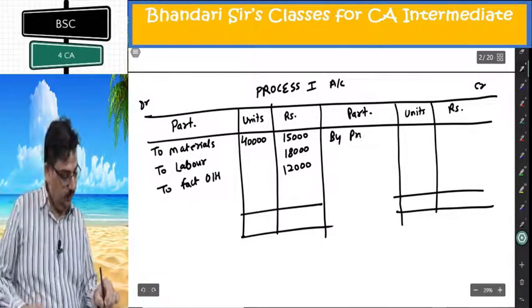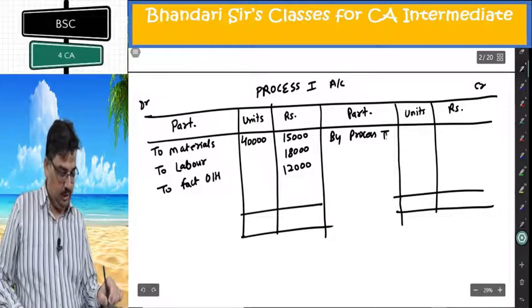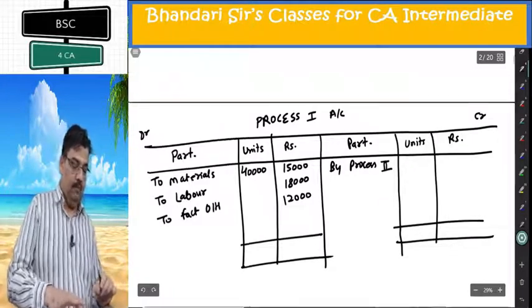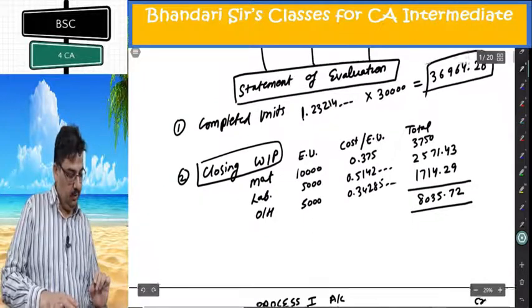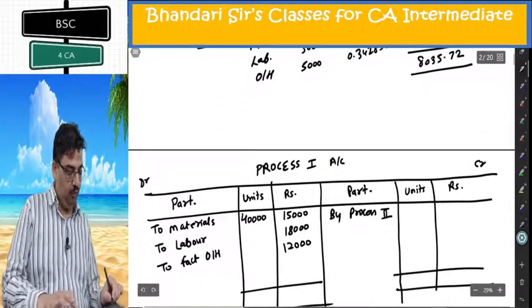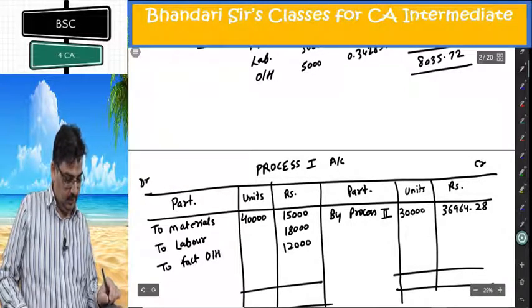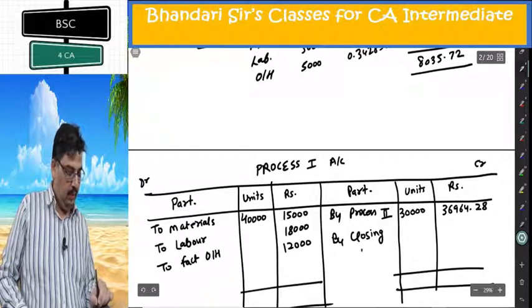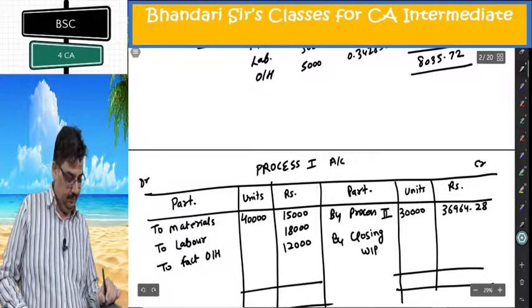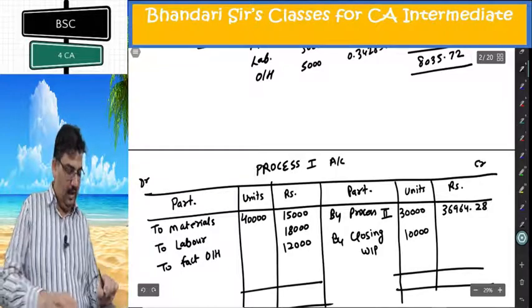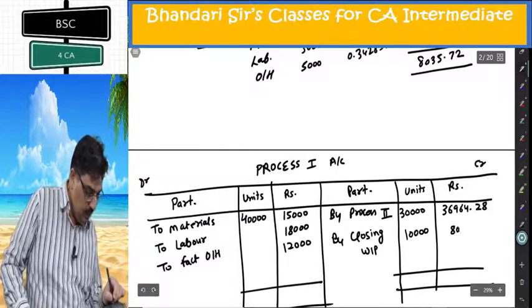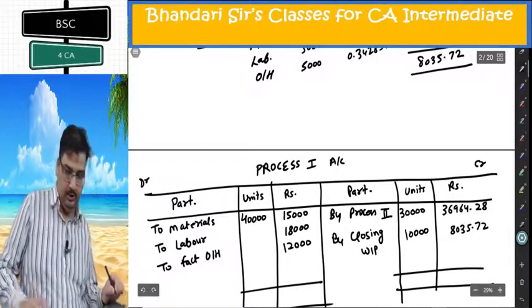By process 2, I am transferring there 36964.28, 30,000 units. By closing WIP, 10,000 units, 8035.72.